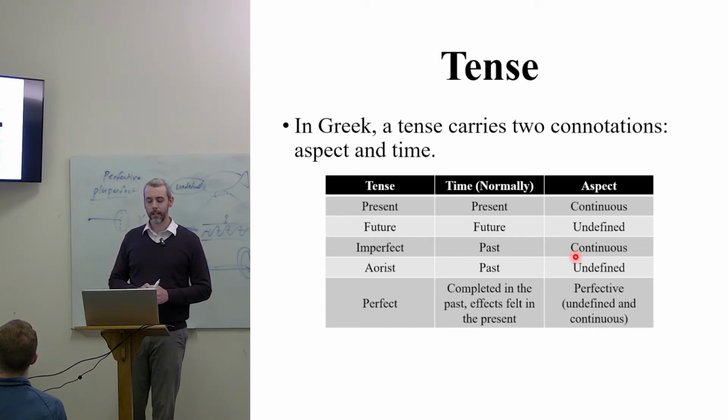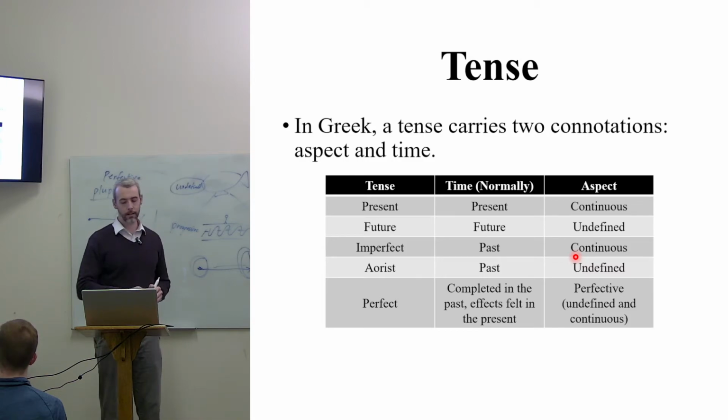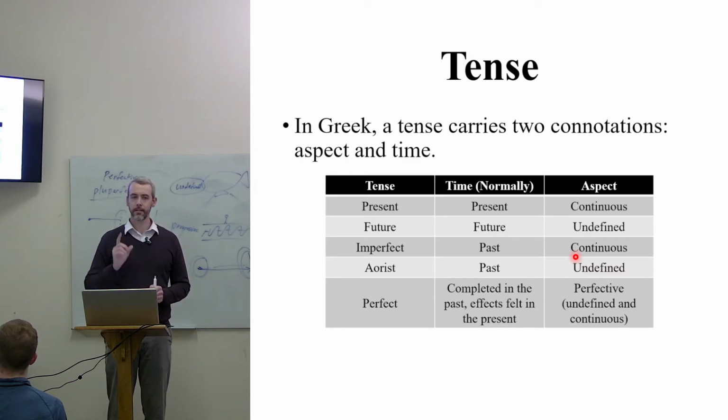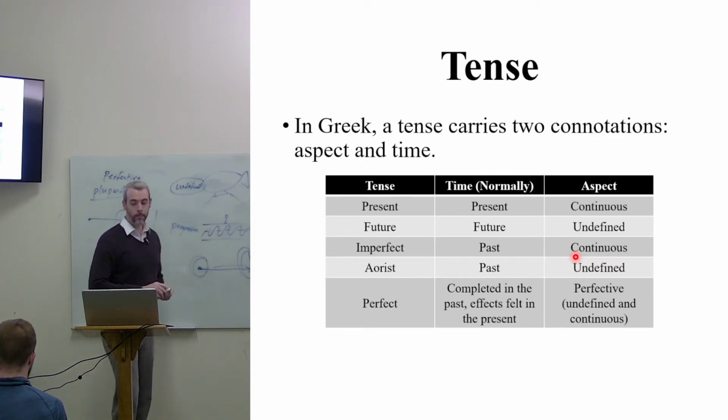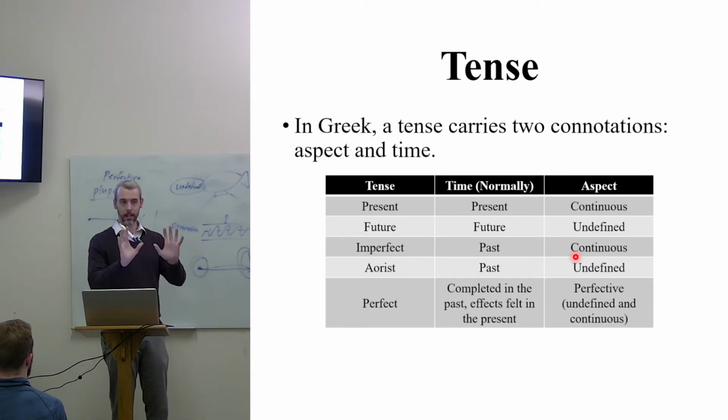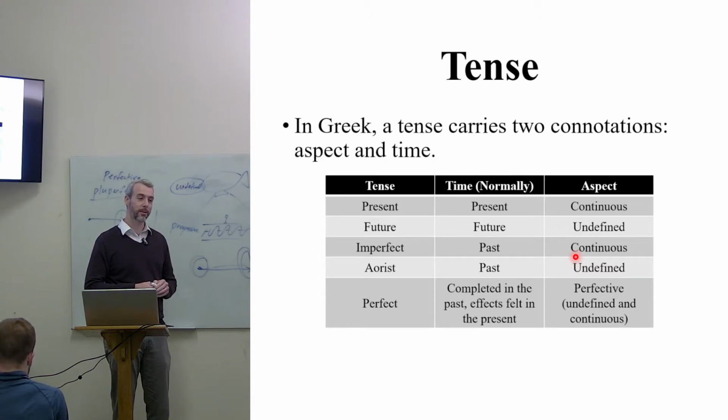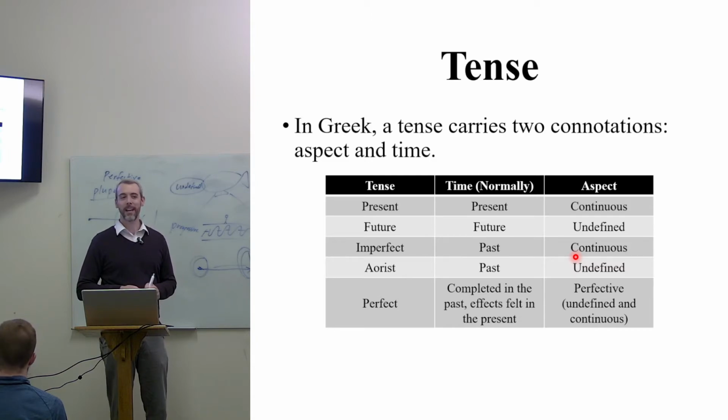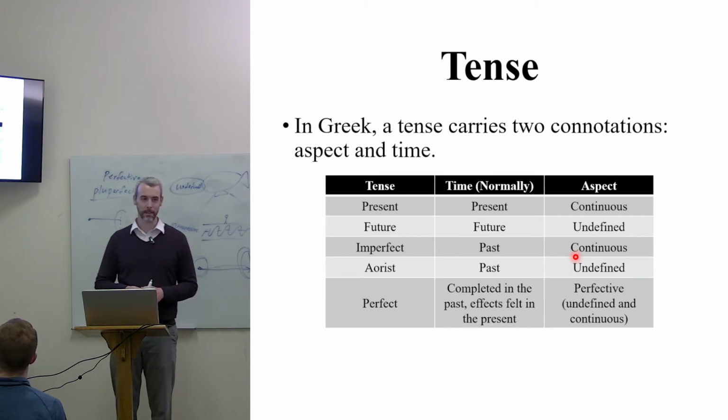Now, I will say the reason I put "normally" on the time is because, again, what does Greek focus on? Time or aspect? Aspect. So, since aspect is in the foreground, what you'll find is that you have some present tenses that are actually things that happened in the past and some present tenses that occur in the future. And you have some aorists that happen in the past, but you have some that happen in the present and some that happen in the future. And you have to let context determine what is the time here, because the focus is more on aspect.